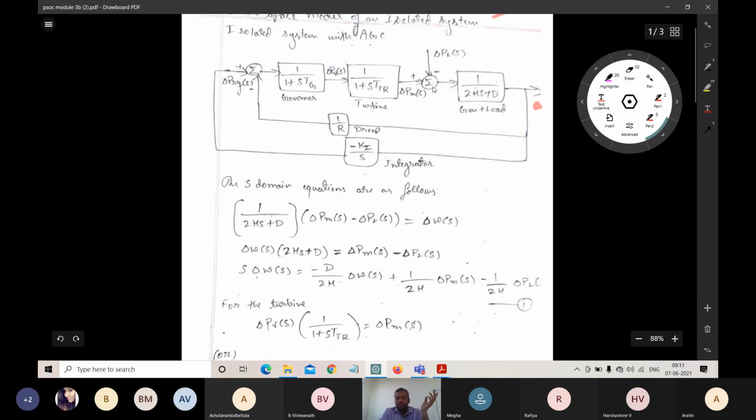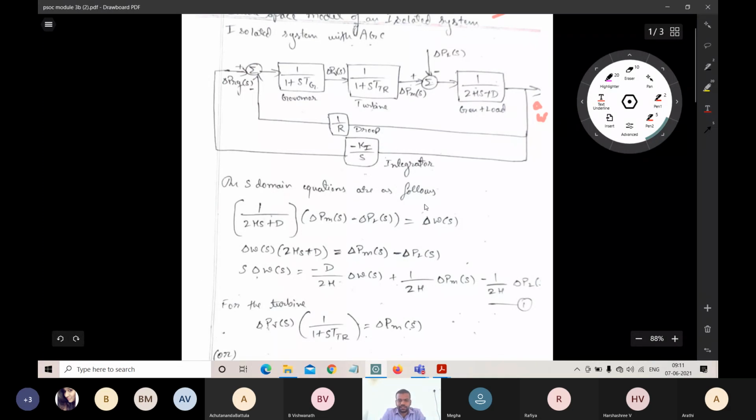In the control system we have studied that summation. So delta Pm of s is plus, and minus is delta PL of s. So that will be equal to delta omega s. This is the delta omega I have written here; it is just blurred. So the next thing is to solve the equations.